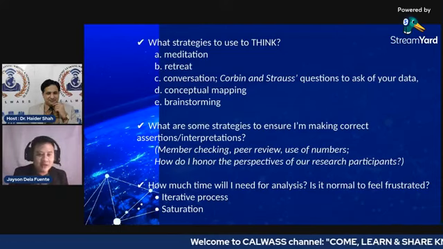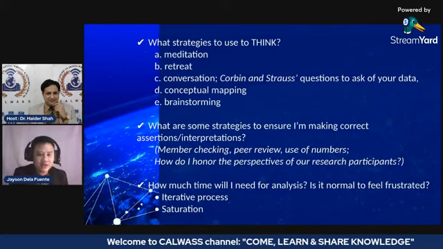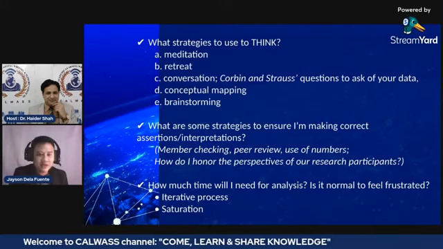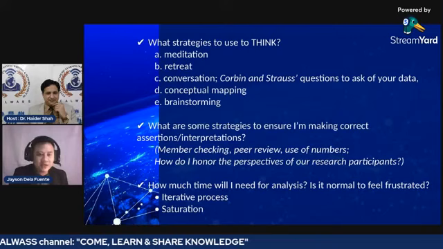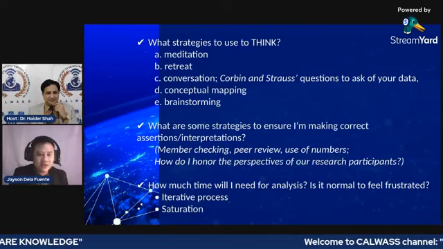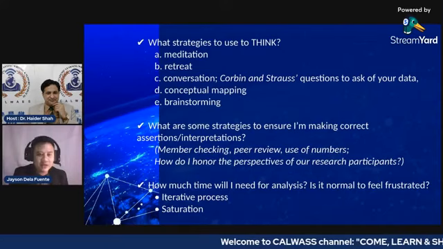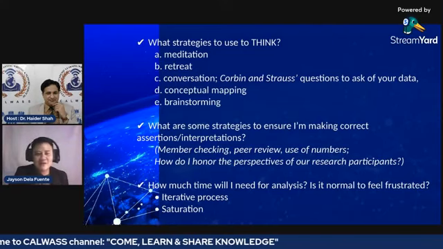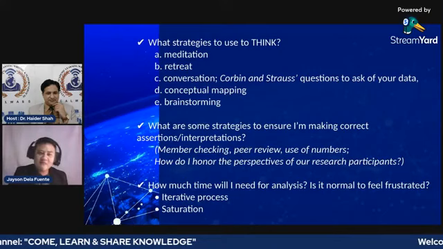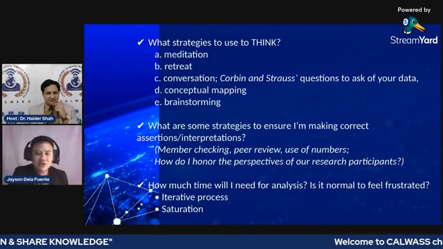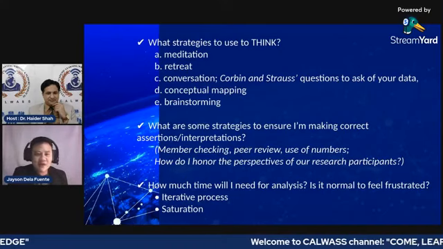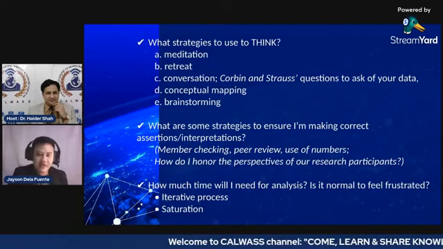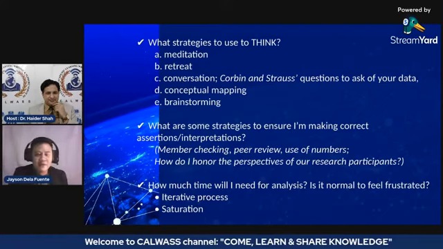How much time will you need for analysis? Just ask yourself how much time you are going to spend on the analysis of your data. Some experts can do the analysis within an hour, but some do the analysis within one month. It depends, and it may vary as to what specific qualitative research you are doing, if it is phenomenology or if it is ethnography.